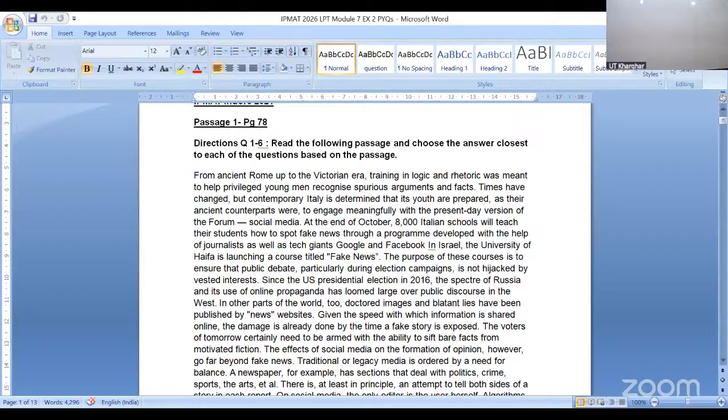Put up your answers on the chat, and when you put up your answers, put the question number also. So all questions at one go. Take 7 minutes, do all questions at one go.